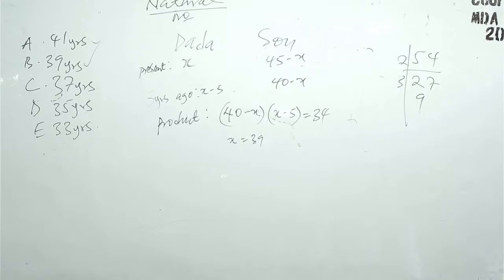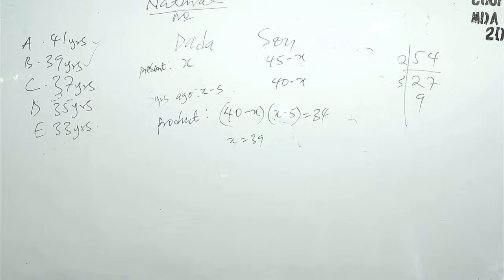I got 34. Very simple. Can you read the question and tell me what you have there? What did I say? The product of their ages is 34. You say you don't know how I got 34. So are you settled now?